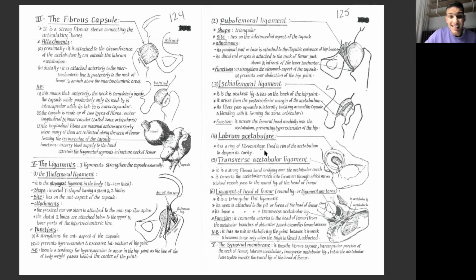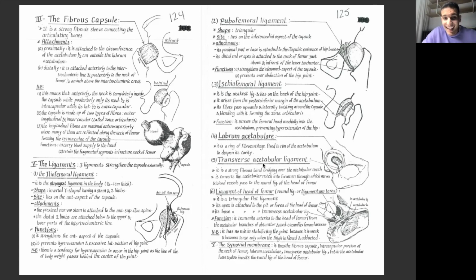The labrum acetabulare. Remember when we discussed the labrum of the shoulder joint, on the glenoid cavity of the scapula? There's a labrum that goes over the ball head of the humerus. Same thing here, the labrum acetabulare. It extends from the acetabulum to cover the ball head of the femur.